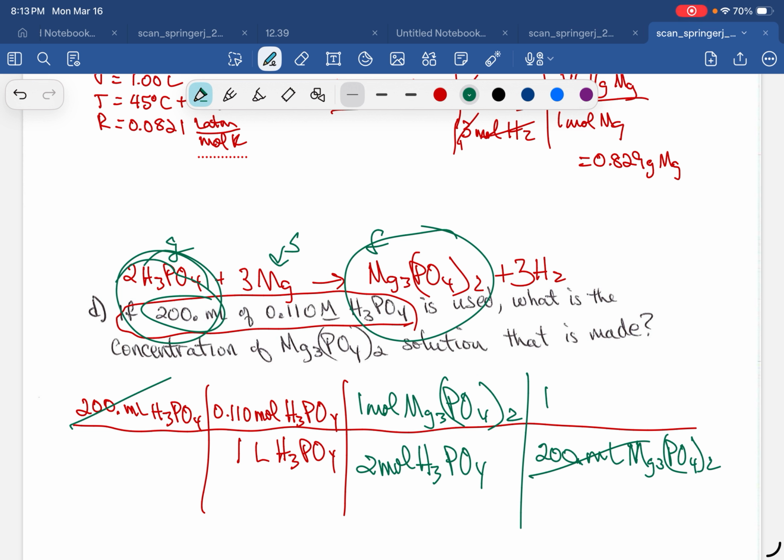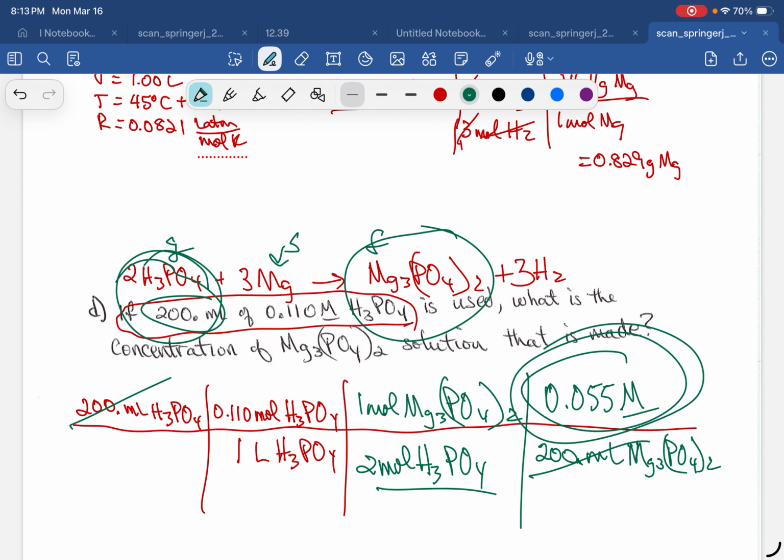And so now it's just 0.110 moles of H3PO4 divided by 2 moles. Everything else is a 1, so 0.055 moles per liter is the answer. Okay. It doesn't always work out that nice. Sometimes they want to know the volume. They'll give you the molarity and they'll want the volume at the end. And we'll see another problem like that on the next video.